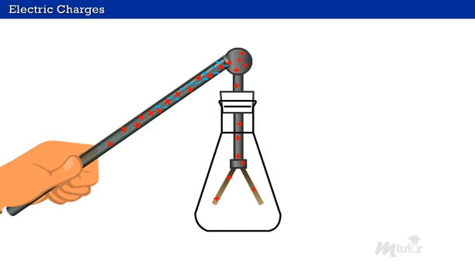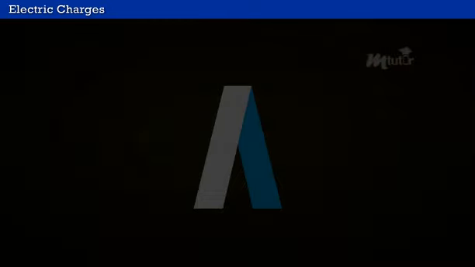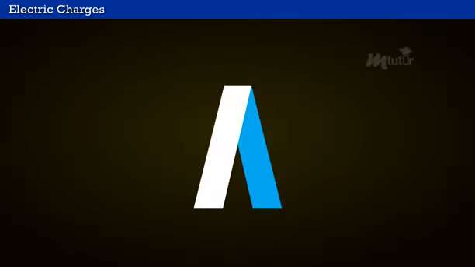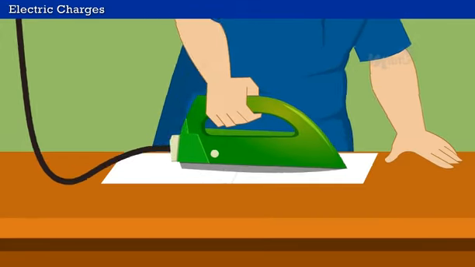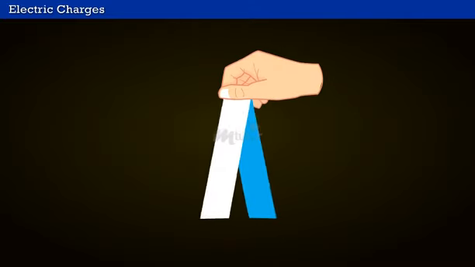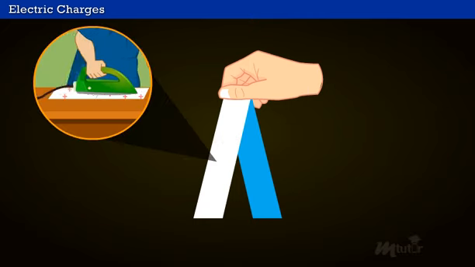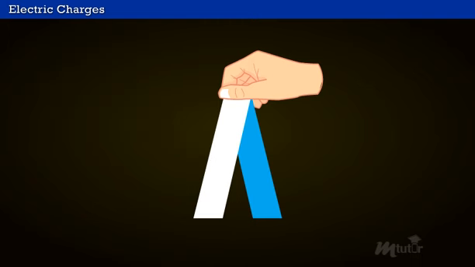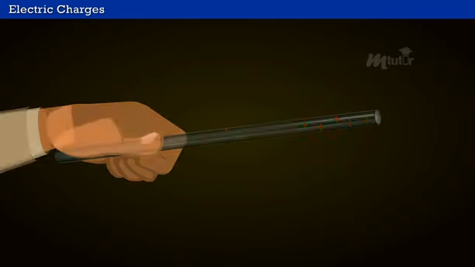To understand how the electroscope works, use a white paper strip. Fold the strip in half, so that you make a mark of the fold. Open the strip, and iron it lightly with the mountain fold up, as shown. Hold the strip by pinching it at the fold. You will notice that the two halves move apart. This shows that the strip has acquired a charge on ironing. When you fold it in half, both the halves have the same charge. Hence, they repel each other. The same effect is seen in the gold-leaf electroscope.